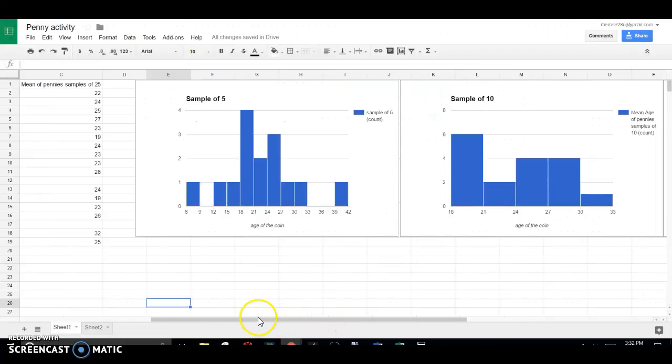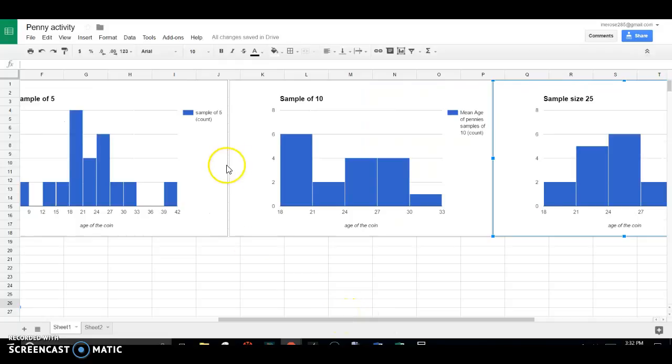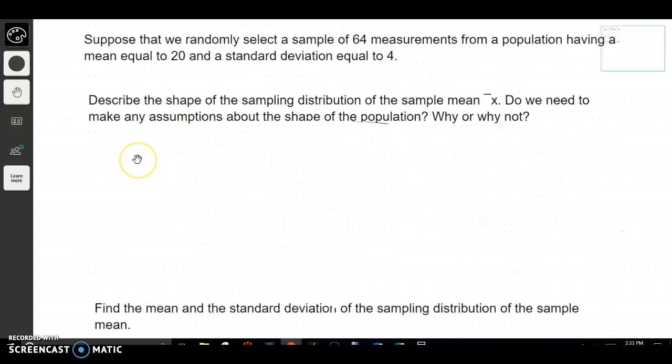Remember, when we took more and more samples, the variability of the data went down. The other nice thing that will always happen is this distribution will start to become normal the more samples we take. So if we take more and more samples, the data will eventually always become normal for these sample proportions and these sample means. Let's look at a problem.